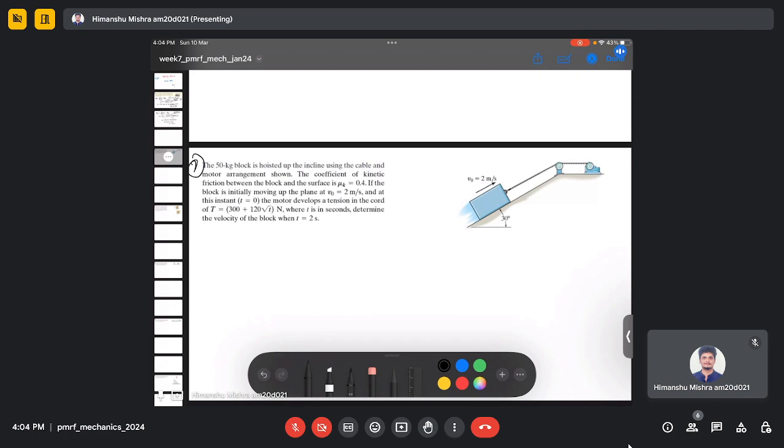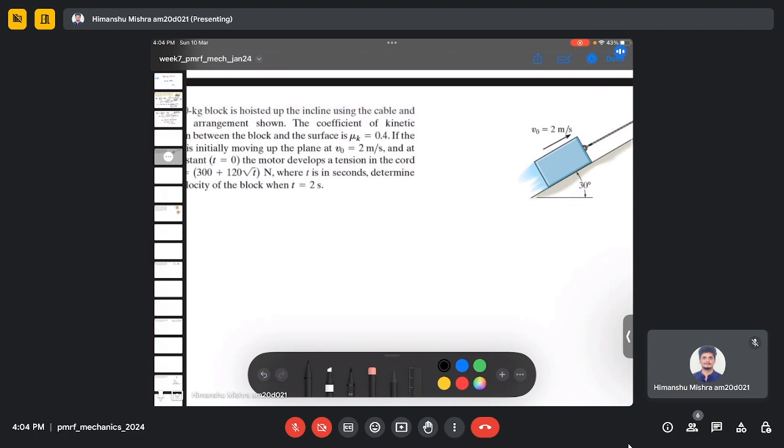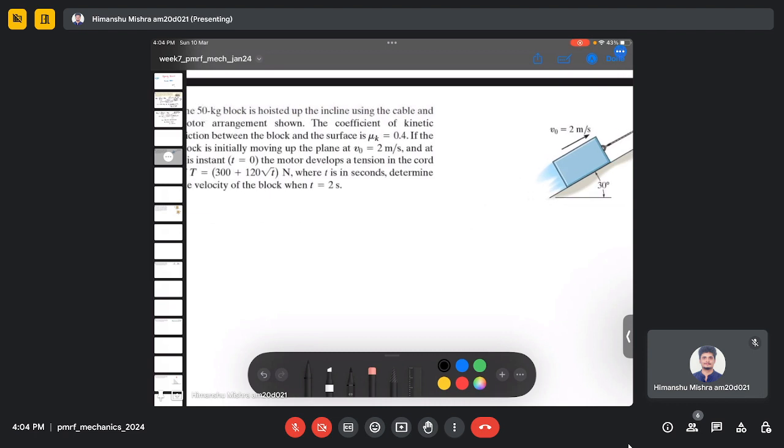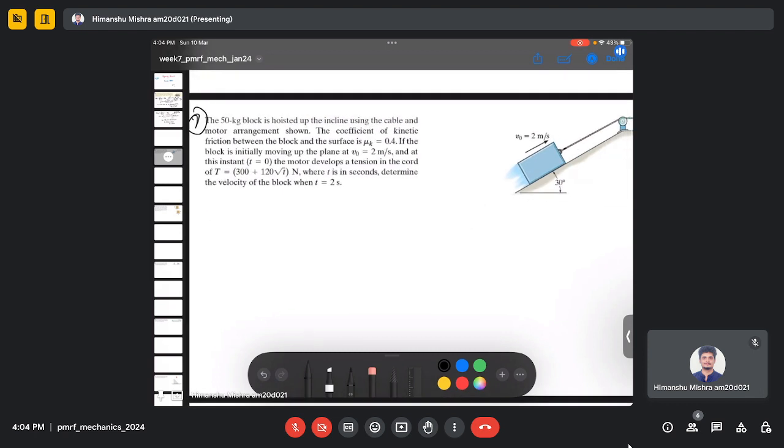Here the 50 kg block is hoisted up the incline using the cable and motor arrangement shown. The coefficient of kinetic friction between the block and surface is 0.4. If the block is initially moving up the plane at 2 meters per second at time equals 0, and the motor develops a tension which is a function of time, determine the velocity of the block when time equals 2 seconds.